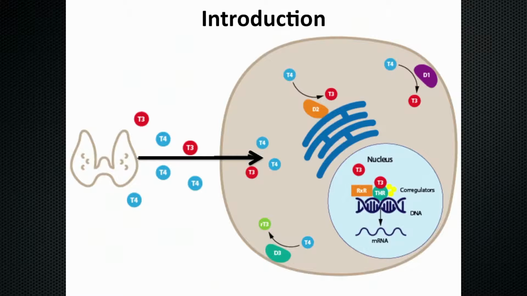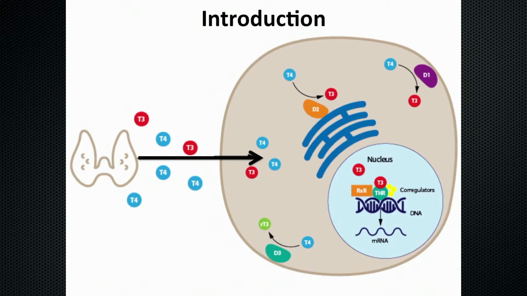I have no disclosures. So the thyroid gland produces and secretes thyroid hormone in the form of both T4 and T3, where T4 is the prohormone, but T3 is the active form of the thyroid hormone. These circulate in the periphery, and what's important to remember about the concentrations of T4 and T3 in the circulation, in particular, is that the levels of T3 in our blood are very stable throughout life. Except in the settings of severe illness or fasting, T3 levels are very stable.